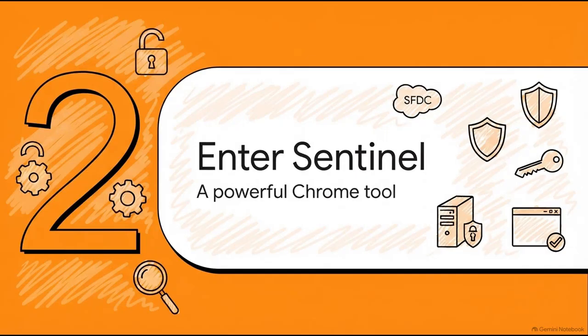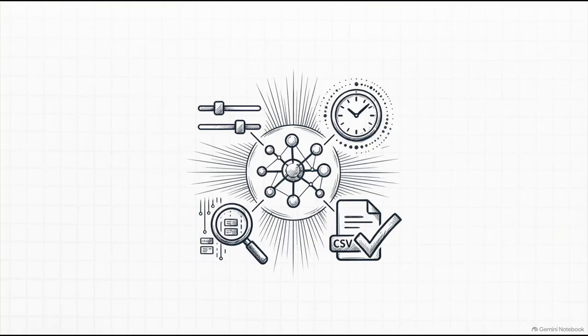Section 2. Enter Salesforce Sentinel, a seriously powerful Chrome tool. So what actually is this tool? Well, it essentially takes your org's setup audit trail, that massive log of every single configuration change, from new fields to permission updates and flow edits, and it transforms it into a clean, highly searchable table right there in your browser. Let's look at the core capabilities straight from the code base here, no marketing fluff.